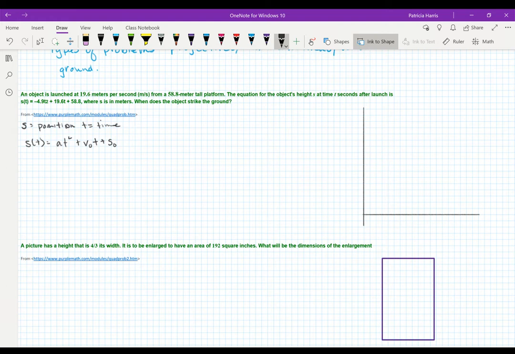Now if you haven't taken any physics, that's okay. You can still do the problem. You'll notice that I have a nice time-position graph. So this is time, this is s position. If we look at our equation, we notice that we have a y-intercept of 58.8. So we're going to launch at 58.8 meters. It's going to travel up in a parabola, and it's eventually going to hit the ground at the bottom.